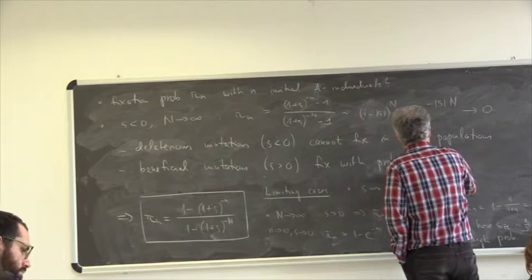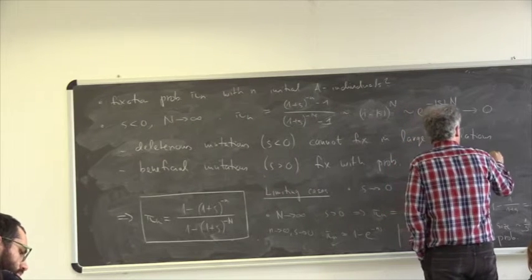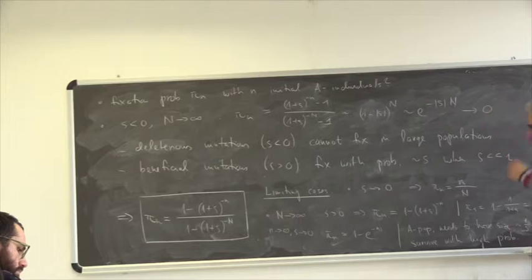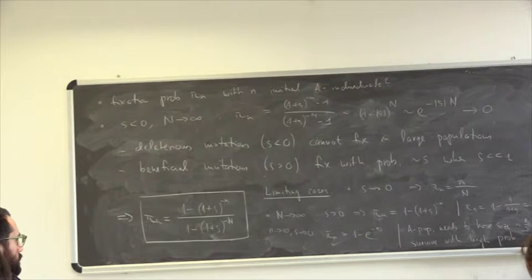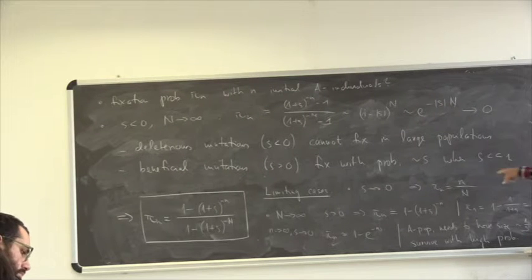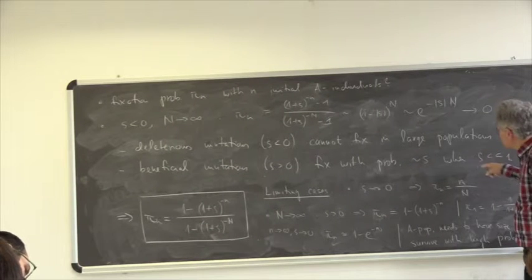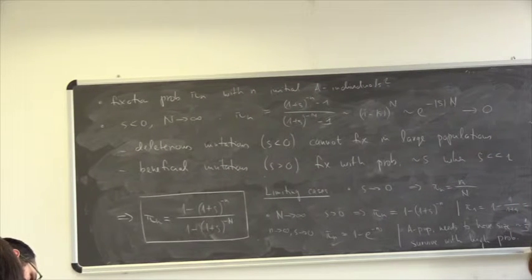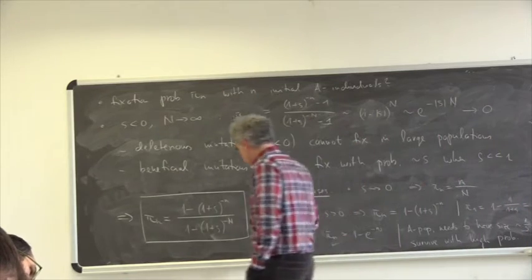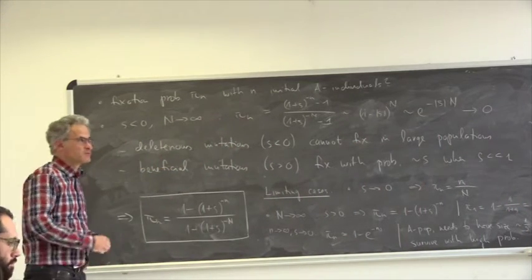This is when s is small. So this is the main message here, and this is the feature that is practically relevant: if you have a mutation that has a small fitness advantage, it will go to fixation with a probability of order s if it appears in a single individual. And if it's deleterious, it will go extinct, essentially with probability 1.